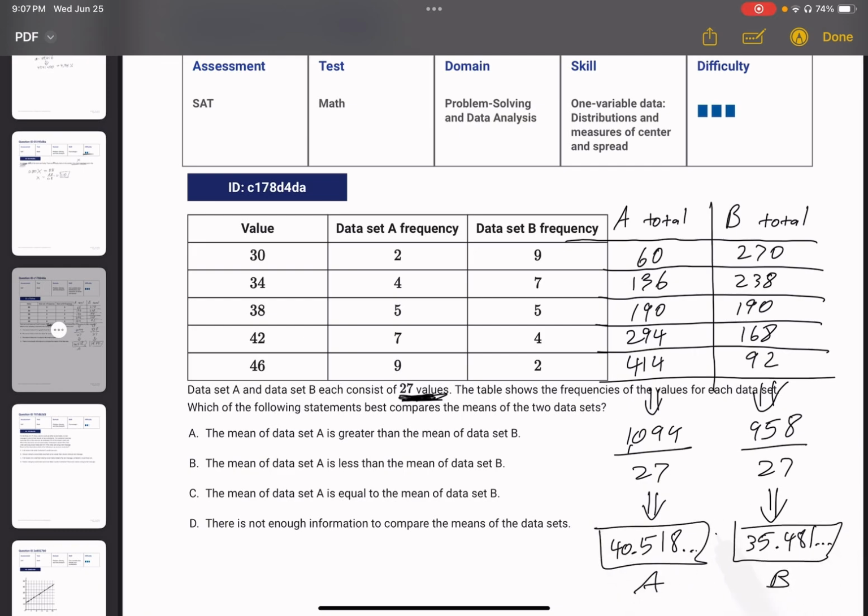Okay, so we have the mean for A and the mean for B. And we can see A's mean is obviously larger. So the mean of dataset A is greater than the mean of dataset B, exactly what we were saying. We can go through each of these just to make sure. The mean of dataset A is less than, no. Mean of dataset A is equal to, no. There's not enough information, no. Okay. So very, very easy problem. Just takes a long time. That's why it's hard difficulty, especially on a timed test like the SAT. So just use your time wisely, and you should have enough time in your test to grab up free points like from this question.